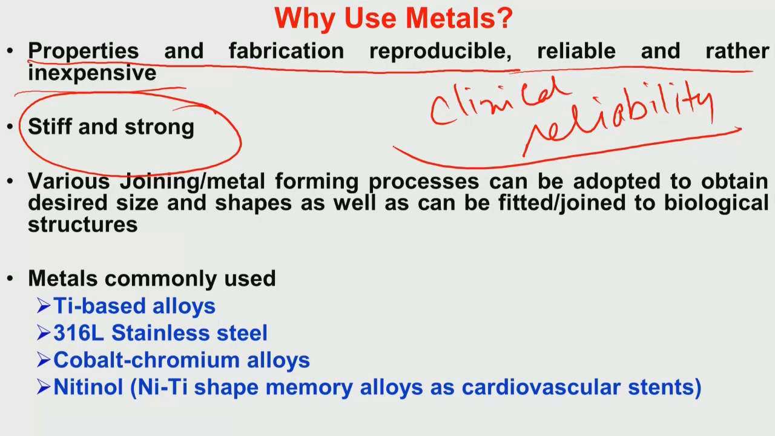I mentioned it here in the third point, various joining or metal forming processes can be adopted to obtain desired sizes and shapes, and can be fitted or joined to biological structures, meaning osseous bone structures.